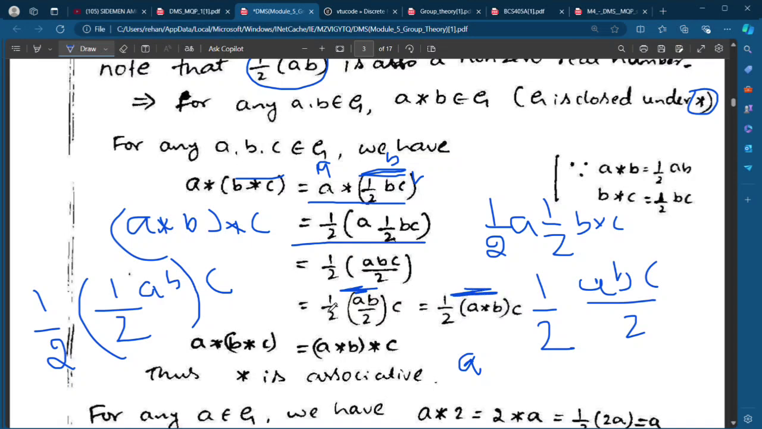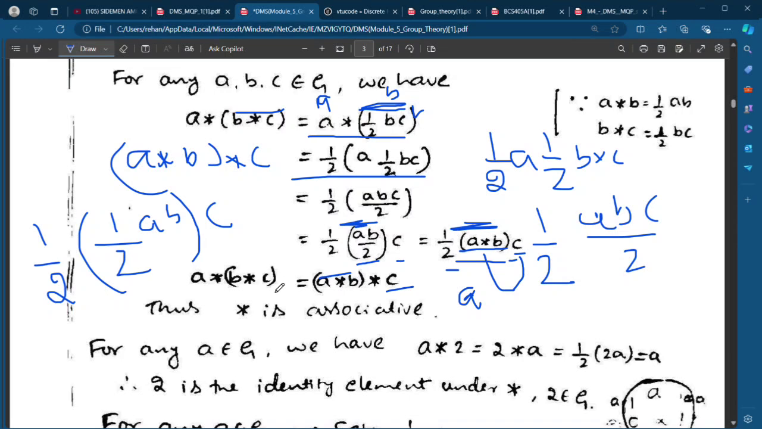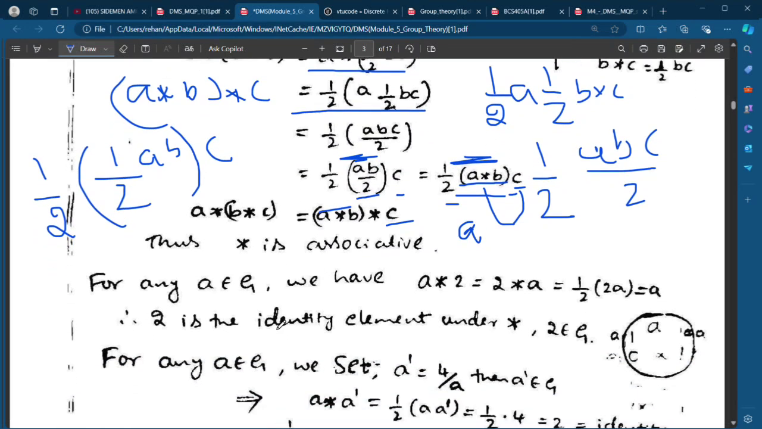Then what do I have? Half into A into B. See here, half into A into B. I can simply write it as A star B, where this is my A term and this is my B term, which is nothing but A star B is my A and then becomes C. Understood, right? I tried to explain it in a simple way. So thus star is associative.